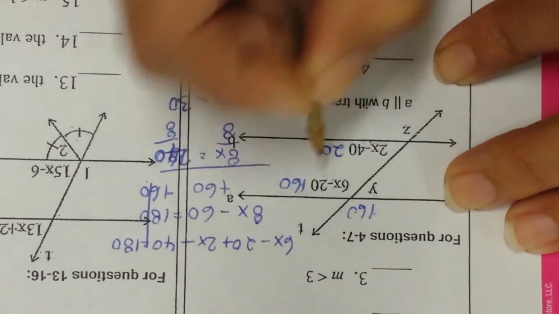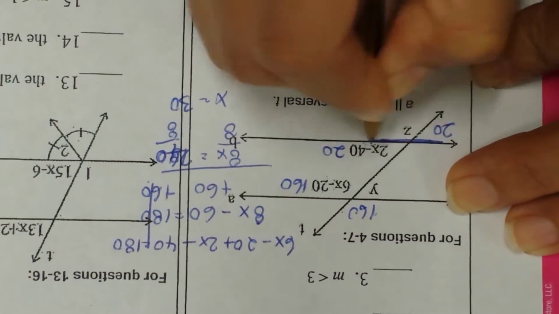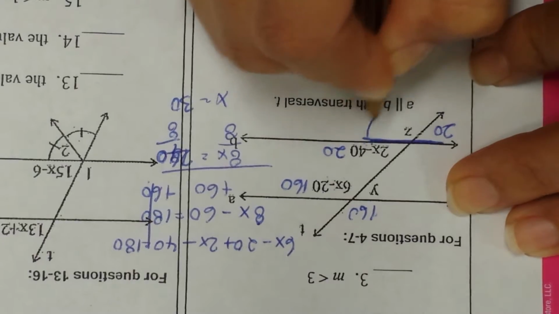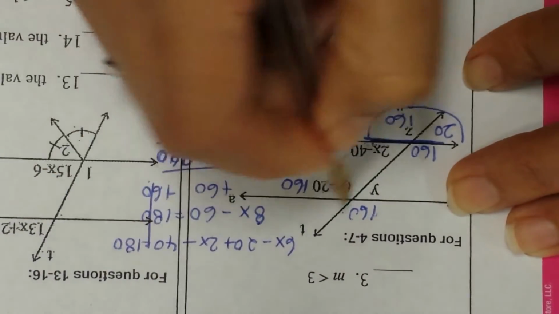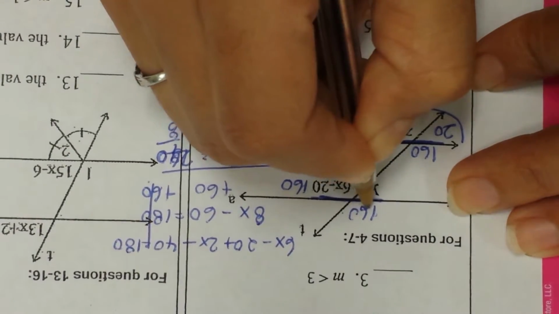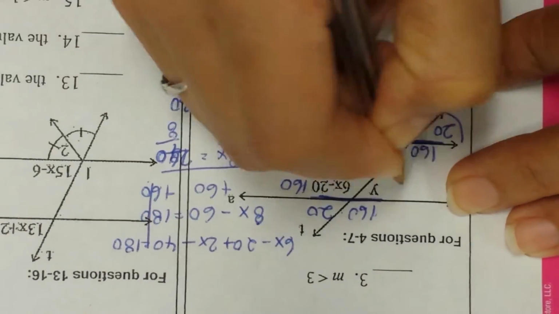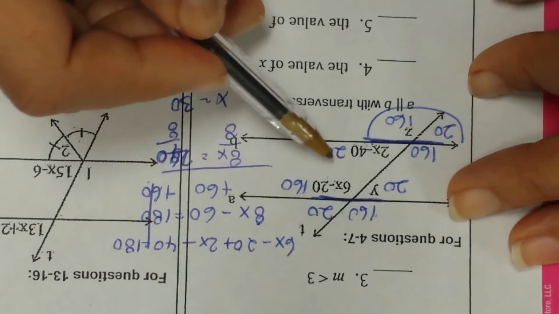Vertical to that, 160. Vertical to that, 20. Linear pair, 180 minus 20 is 160. Vertical to that, 160. All right, linear pair, 180 minus 60 is 20. Vertical to that is 20. Now I filled out the picture.